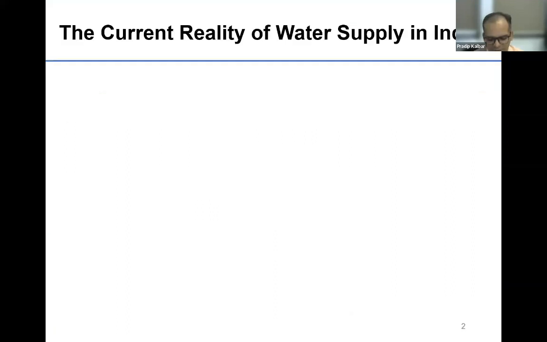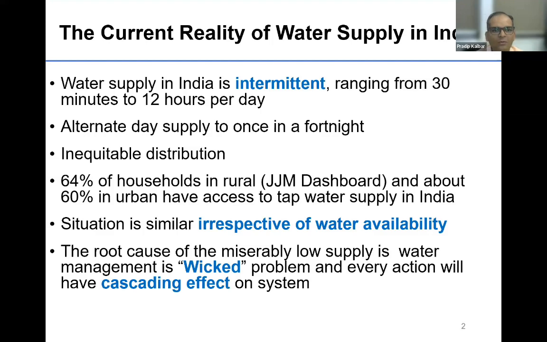Let us first understand the current reality of water supply systems in India. Water supply in India is intermittent, ranging from 30 minutes to 12 hours per day, whether it is urban or rural. There are many cities in India where alternate day water supply is there. There are cities where people receive water once in a week or even fortnightly. So we have inequitable distribution embedded in the system.